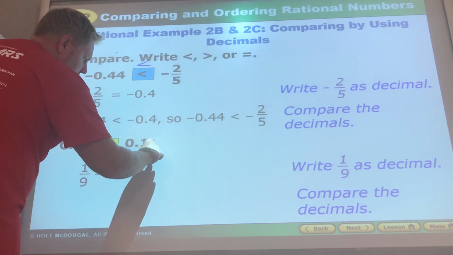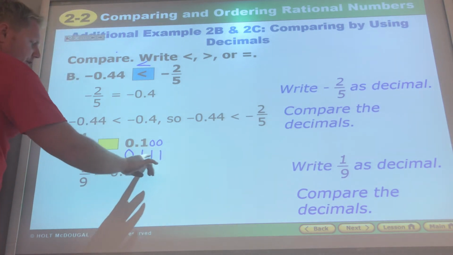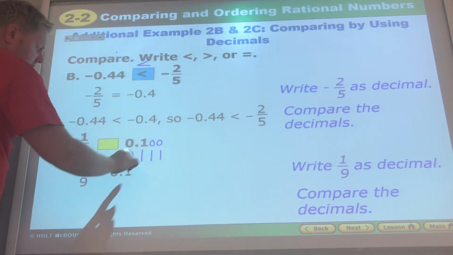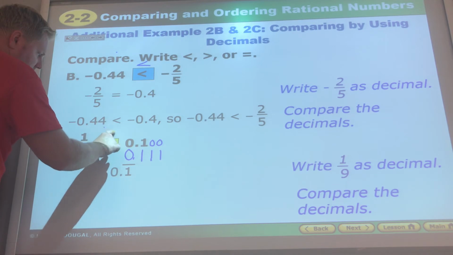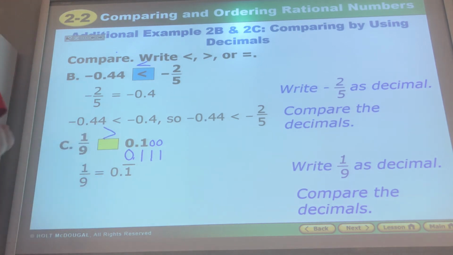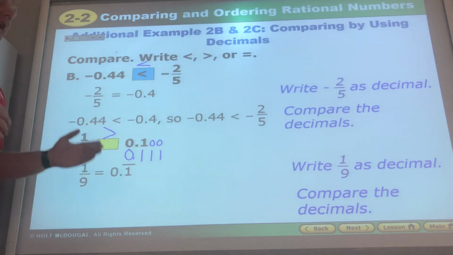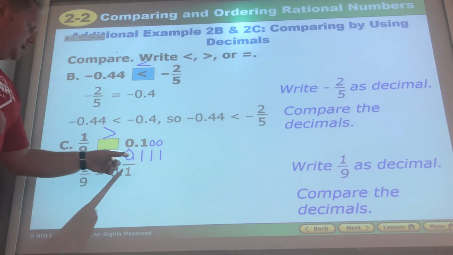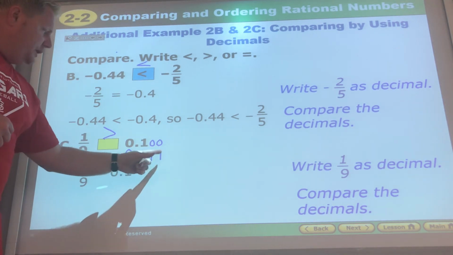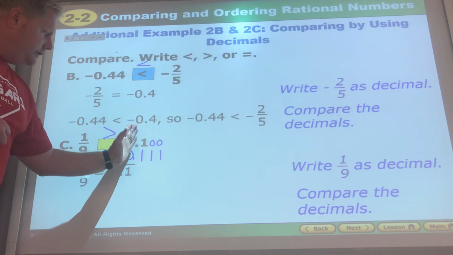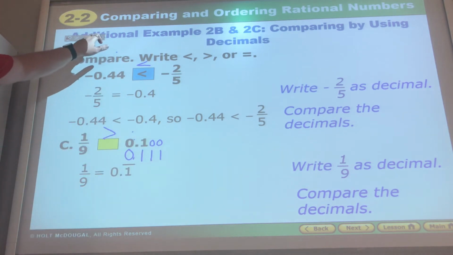0.111. Oh, I'd have to fill it in. 111 is bigger than 100 if we look at that. So our 1/9 is greater. We get that greater than symbol. If you have trouble with decimals, make sure the decimals are lined up. You can write them below each other and then compare those numbers to see which one is bigger.